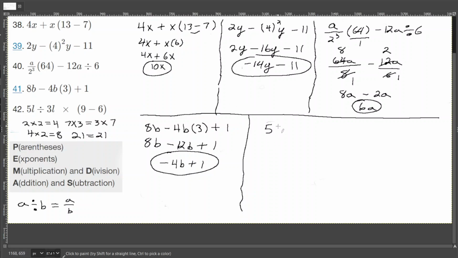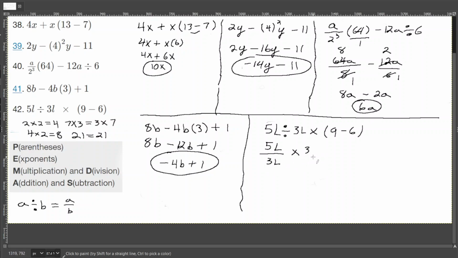So we have 5L divided by 3L times the quantity 9 minus 6. I'm going to make them capital L's because they almost look like ones, guys, so that's a little confusing to me. Okay, so now we have 5L over 3L. And you're going to notice I like turning them into fractions right away. It just flows better. So 9 minus 6 times 3, right?